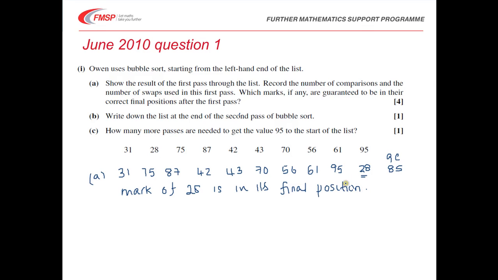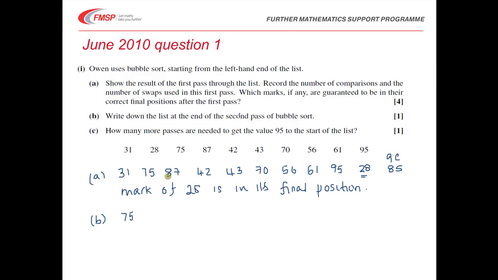So we now have completed that, done everything we needed there. So let's have a look at part B. Part B says write down the list at the end of the second pass. Now in the second pass we're going to be comparing 9 numbers, because the 28 now is in its final position. So we will compare the 75 and the 31 and we'll swap them.